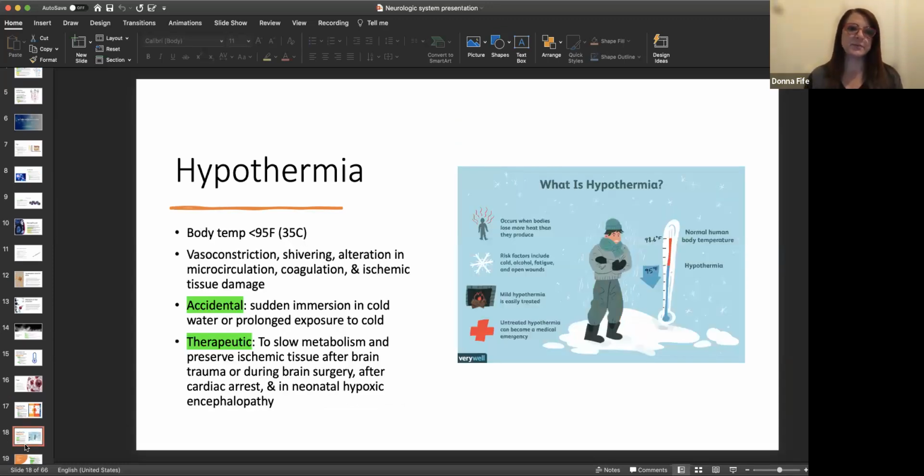Hypothermia, this is when the body temperature drops below 95 degrees Fahrenheit or 35 degrees Celsius. There's vasoconstriction, shivering, alteration in microcirculation, coagulation, and ischemic tissue damage. This also can be accidental or therapeutic. Accidentally, the person might fall through the ice into a really cold lake. There can be prolonged exposure to cold in the outdoors that causes hypothermia. Therapeutically, it can be used to slow metabolism and preserve ischemic tissue after brain trauma or during brain surgery, after cardiac arrest, and in neonatal hypoxic encephalopathy.